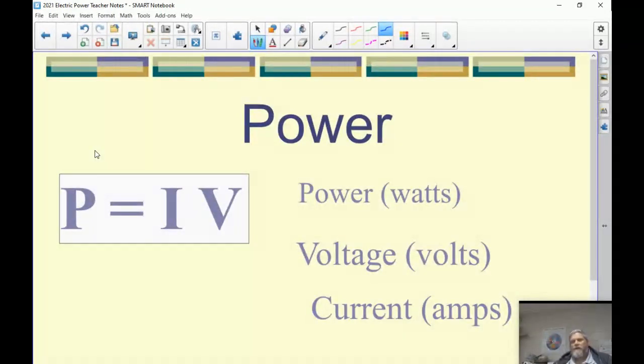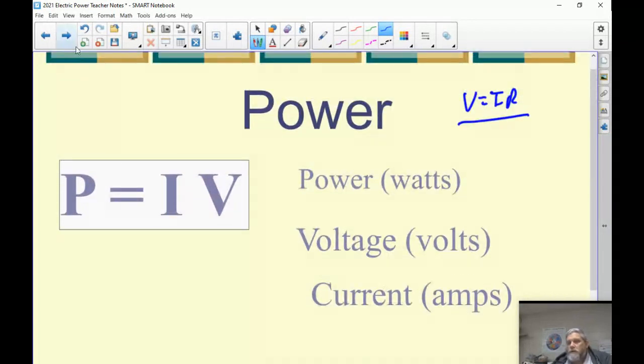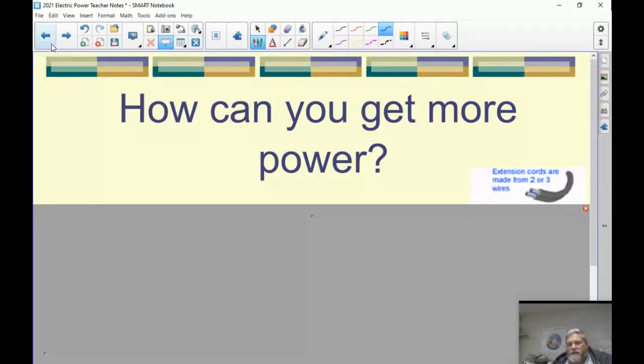Okay, our equation for power is P equals I times V. P is power measured in watts, V is voltage, and I is the current. You can also use V equals I times R to get different combinations of V and I. If you're given a resistance and a voltage, then you can also find the current. I'm not going to spend a lot of time doing practice problems on that because it is pretty straightforward.